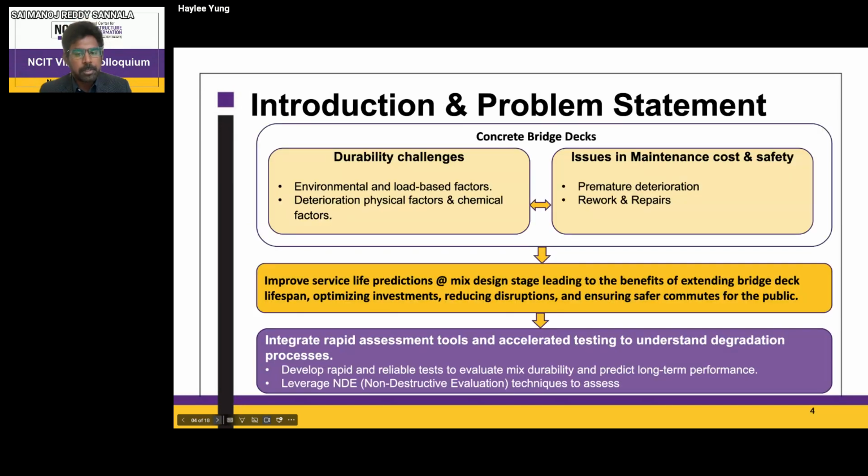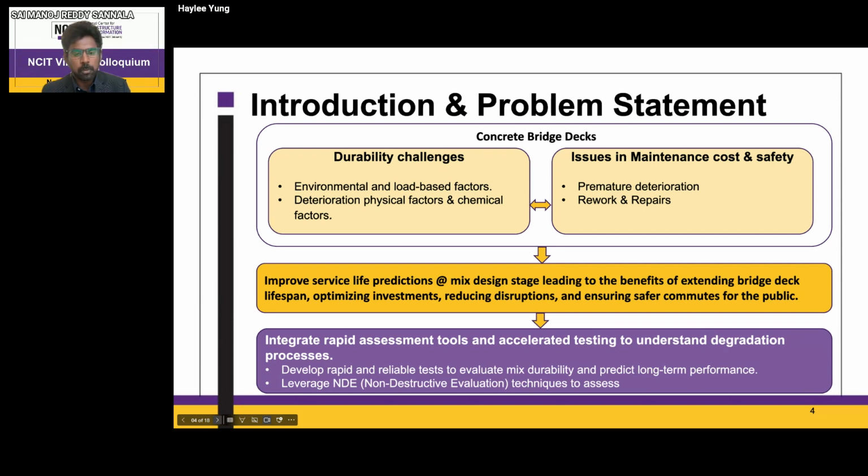So the introduction and the problem statement goes like this. In the USA, as mentioned yesterday in the opening session, there are 650K bridges which were built 30-40 years back, and which currently have a lot of durability issues due to many factors, like environmental, physical and chemical factors. These cause safety concerns for the existing bridges and also maintenance costs because of premature deterioration, and a lot of rework is involved.